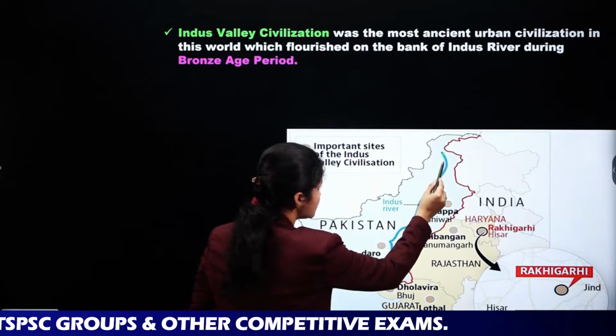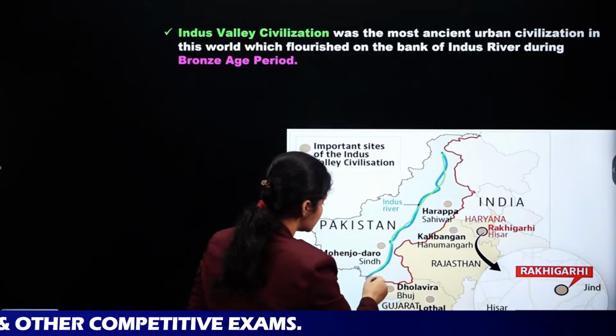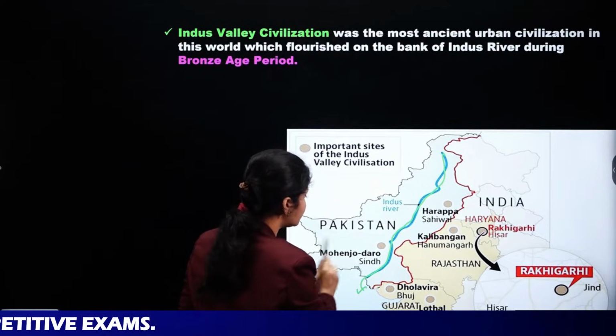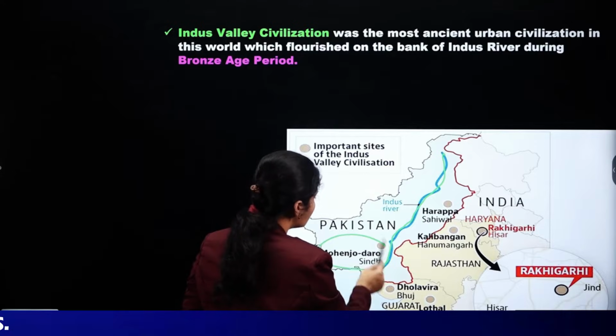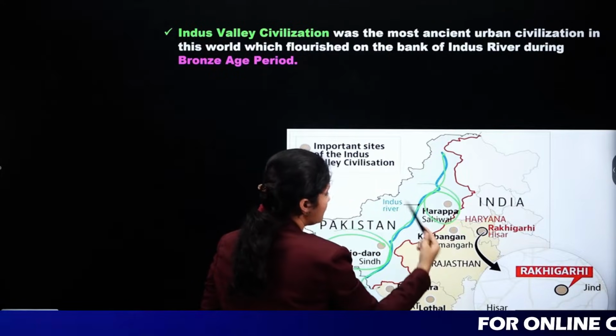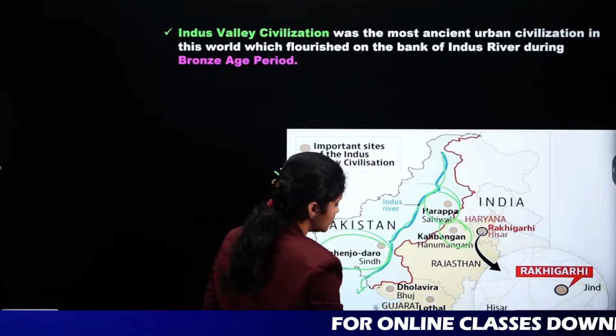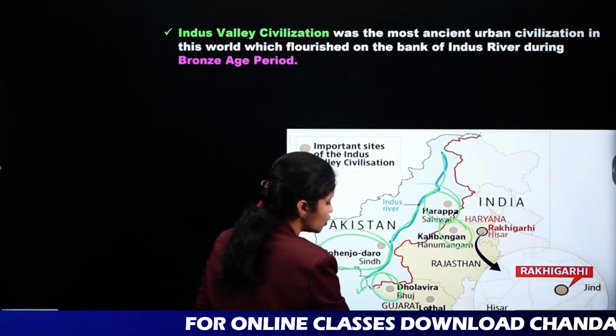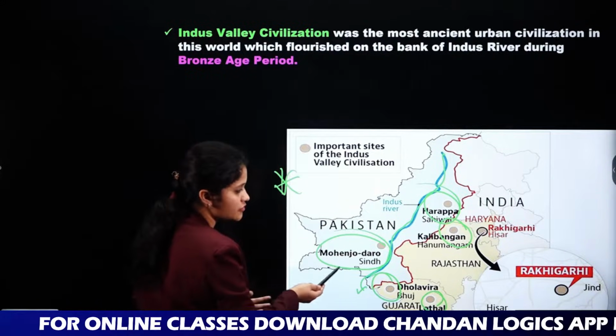See here, this is the Indus river, and it is flowing, and some of the sites were Mohenjo-daro, Harappa, Kalibangan in Rajasthan, Dholavira in Gujarat, and Lothal also in Gujarat. These are some of the important ones.